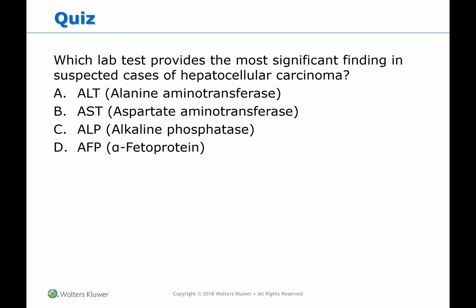Which lab test provides the most significant finding in a suspected case of hepatocellular carcinoma? And the most significant lab value is AFP. So that's what I want you to know, alpha-fetoprotein. It's elevated in about 70% of patients.